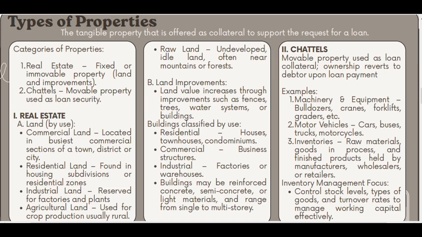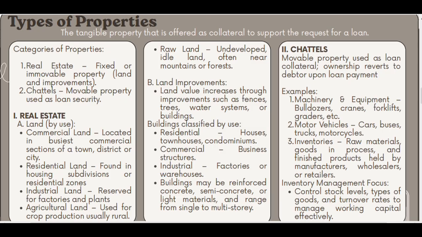Improvements to land can significantly increase its value. This includes physical additions and enhancements. Examples here are fences, trees, water systems, and buildings. It is appraised by assessing the cost of improvements and their impact on the land's utility and marketability.